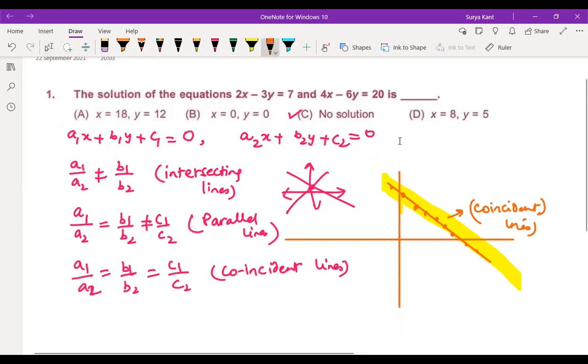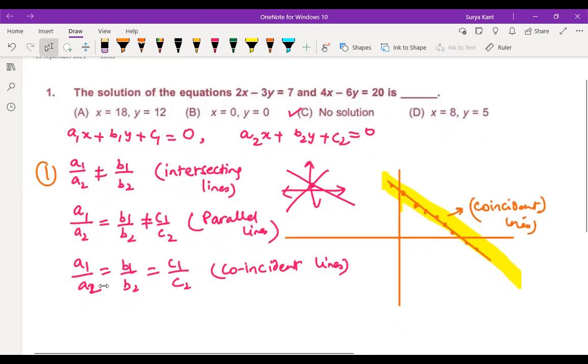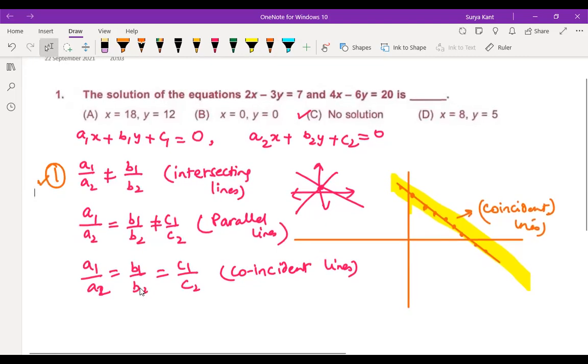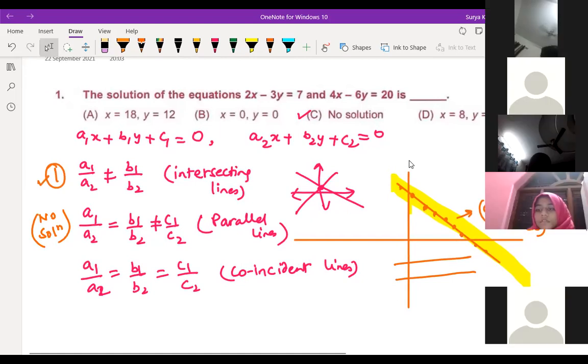If lines are intersecting, then what happens? It has only one solution, because they meet at only one point. So intersecting lines will have only one solution. Then parallel lines have no solution. If lines are parallel, they do not meet at a single point. They never meet, so there is no solution.